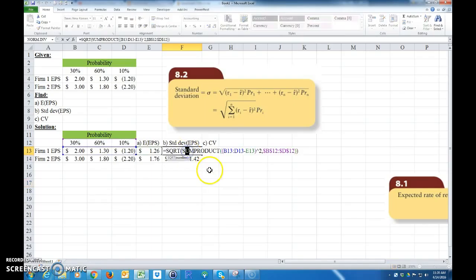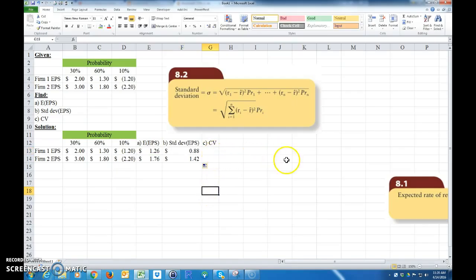So that's the formula. It's just going to be the sum product of these minus this, square that, that's what we did right here, and then the sum product multiplies that times all these probabilities, which are these, and then finally I take the square root of that. Okay, so I did it all in one.